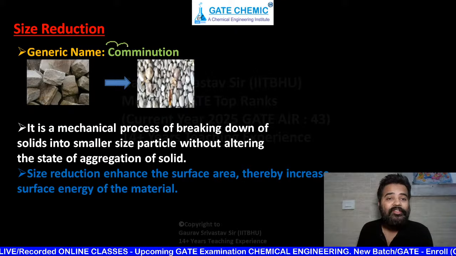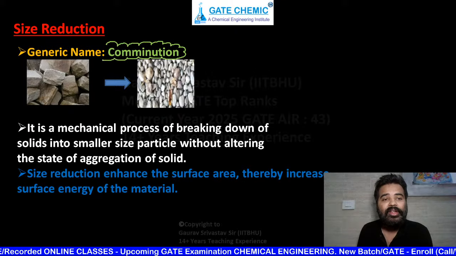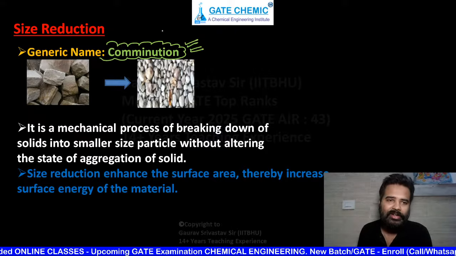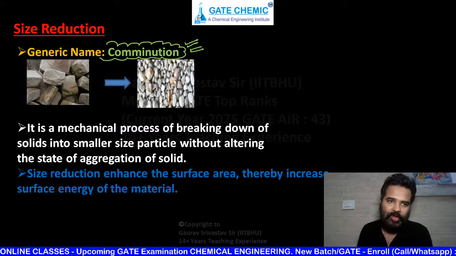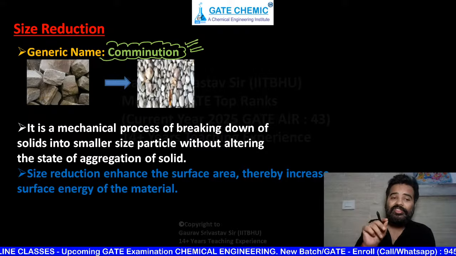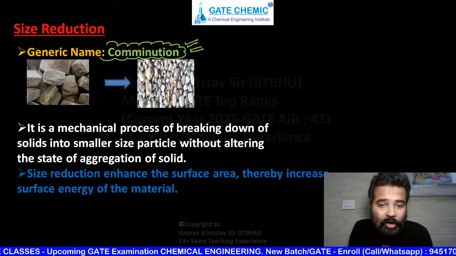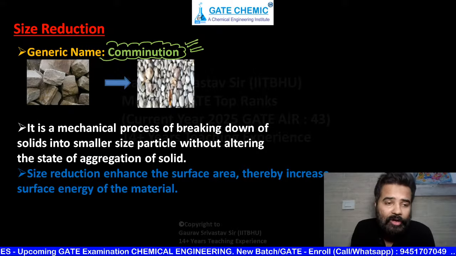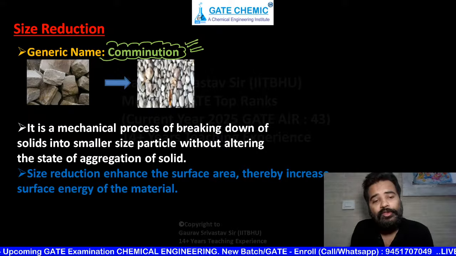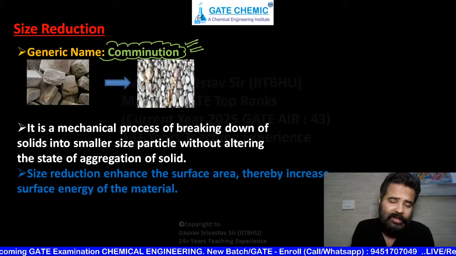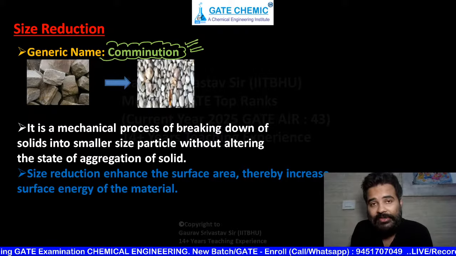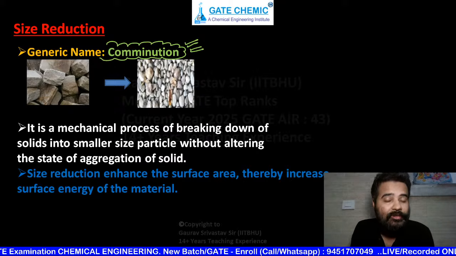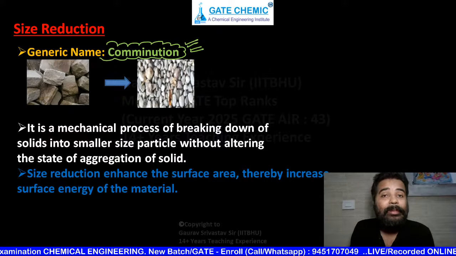So what is its generic name? It's comminution. Please write this one only. Size reduction, generic name, comminution. In your notebook, please write this one only. Other things, please don't write. So what is size reduction? Size reduction is the mechanical process of breaking down solids into smaller size particles without altering the state of aggregation of the solid. Clearly, whenever you reduce the size, volume is not going to change. Total volume will remain the same, but total surface area can be increased many fold.